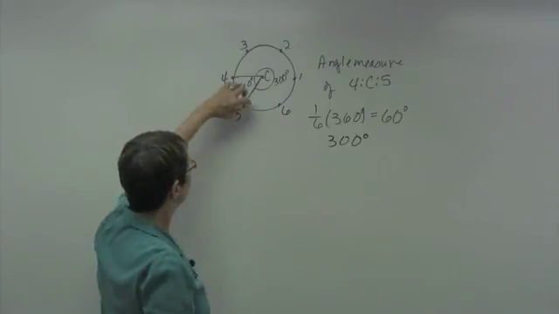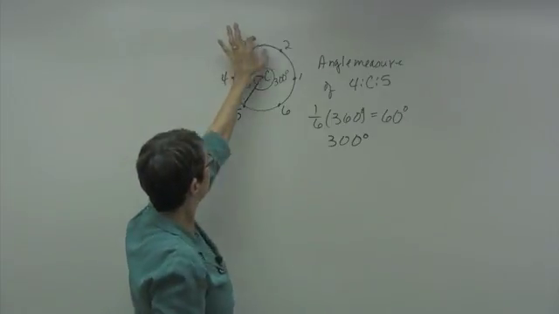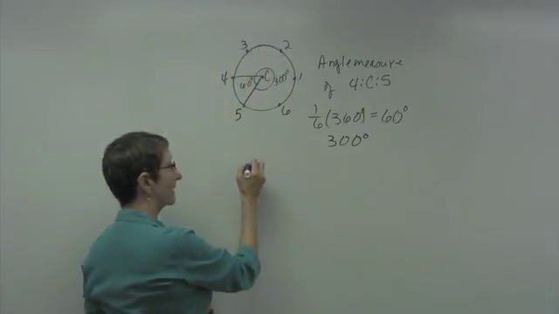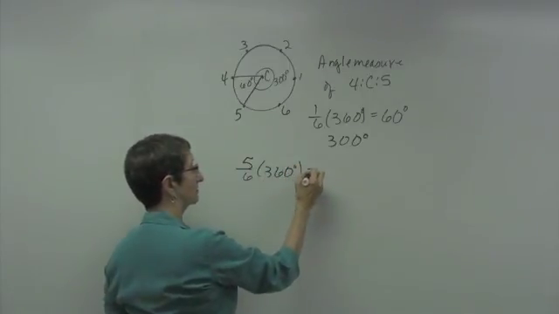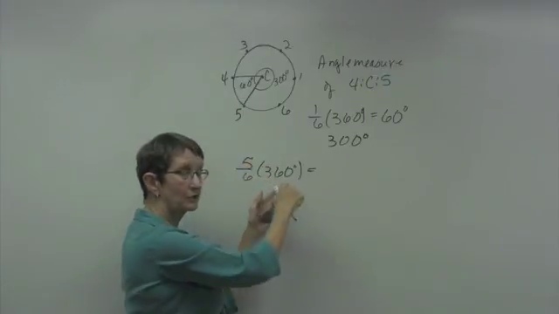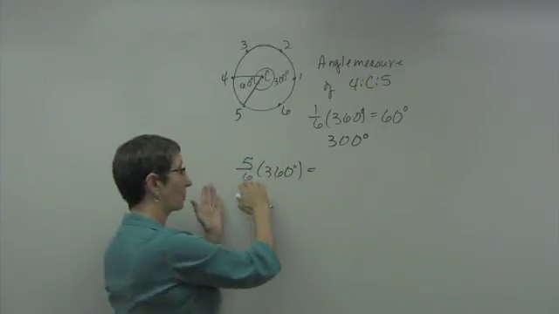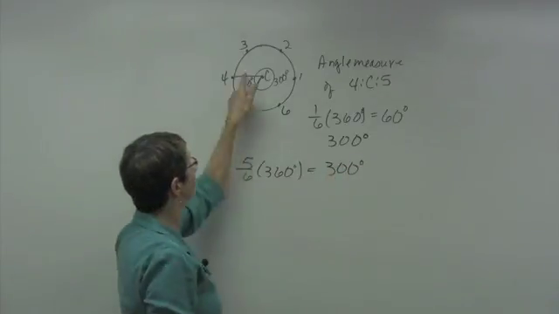Or, depending on where you are and what that number is, what I have left, 1, 2, 3, 4, 5, and I take 5/6 of my 360 degrees. And again, when you either multiply 360 out and divide by 6, or go from this, you get 300 degrees as the larger arc.